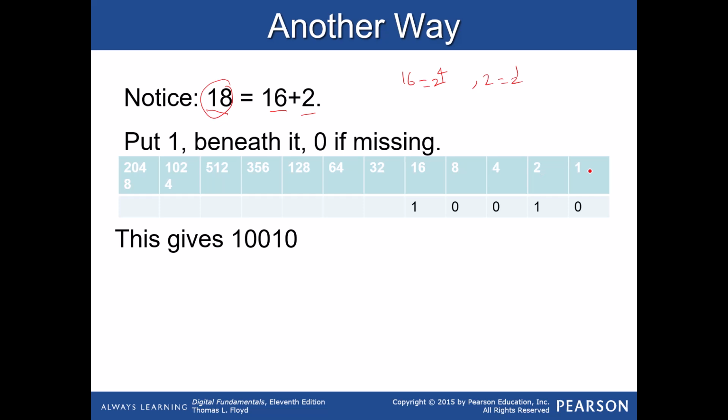We form a table as before. We start with 1, and then multiply by 2, we get 2, multiply by 2, we get 4, and so on. And then we look for the location of 16 and 2, and we find them here and here. Okay, so what I got here is 1, 0, 0, 1, 0. This is really the equivalent. Here it is.